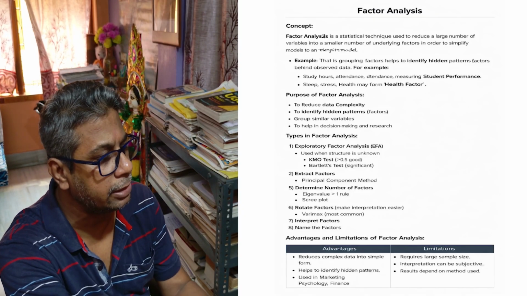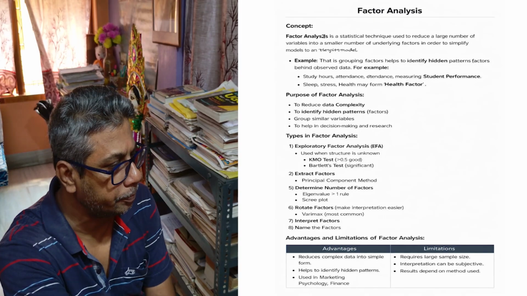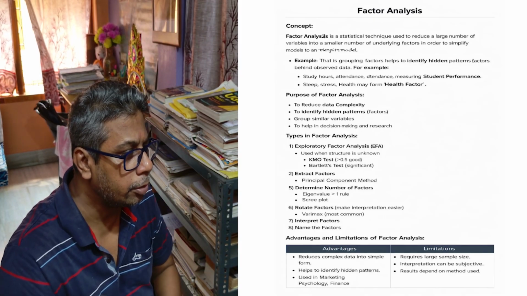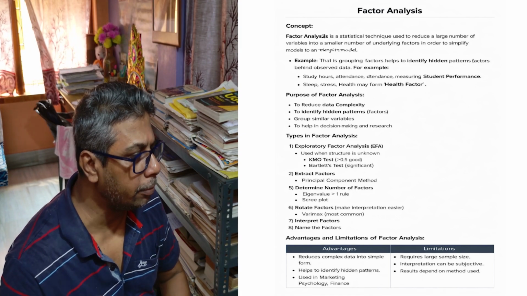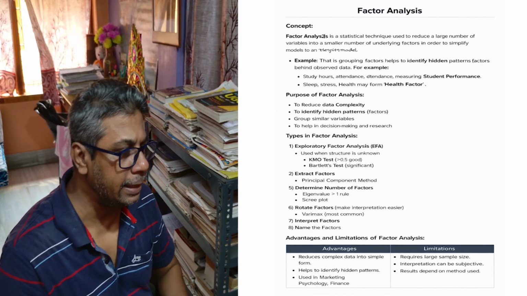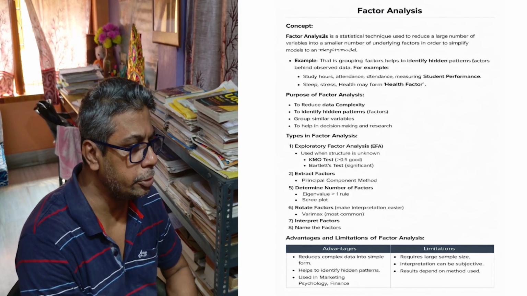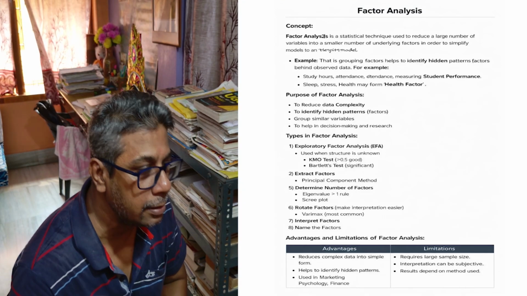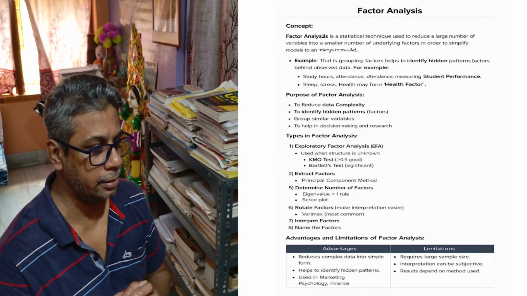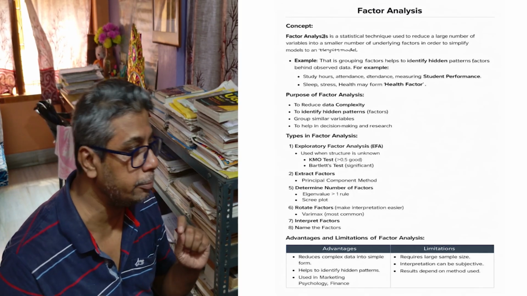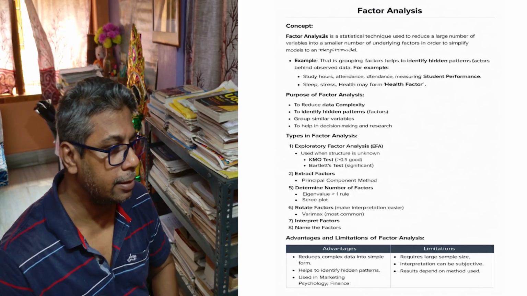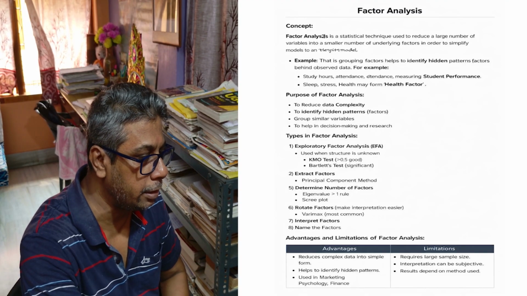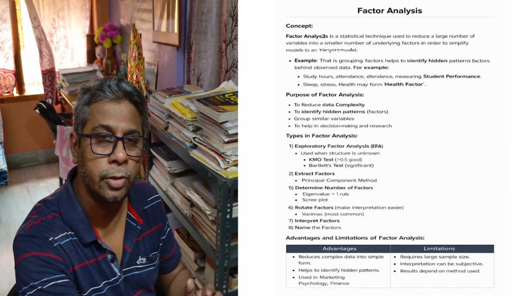What are the advantages and limitations of factor analysis? The advantages of factor analysis are that it reduces complex data into a simple form, helps to identify hidden patterns, and is used in marketing, psychology and finance. What are the limitations of factor analysis? It requires a large sample size, interpretation can be subjective, which is a high risk here, and the result depends on the method used. So these are the important topics of factor analysis.